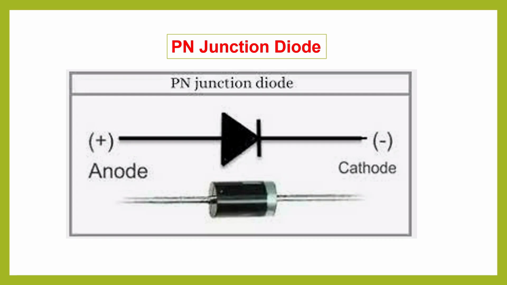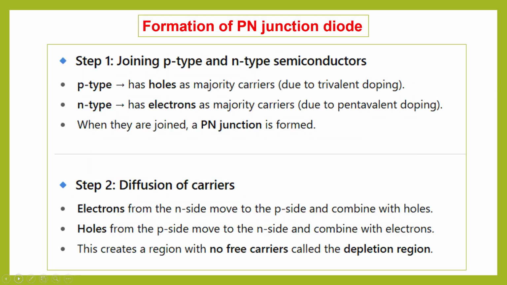Do you want to know how AC is converted into DC current? The element behind it is our PN junction diode. How are PN junction diodes made? When a P-type semiconductor is joined with an N-type semiconductor, we get a PN junction diode.